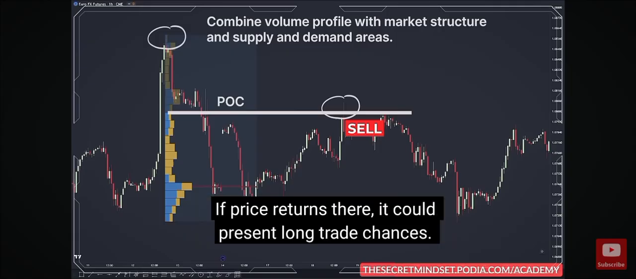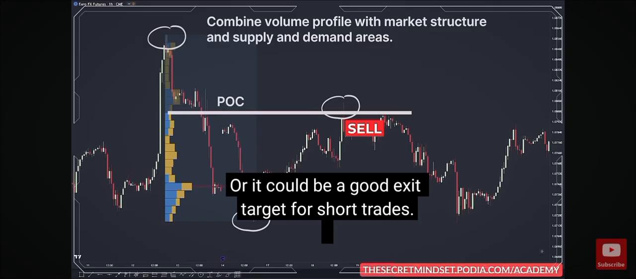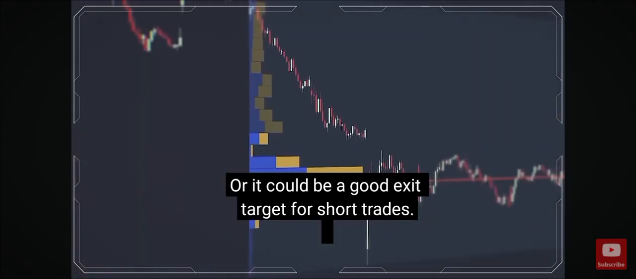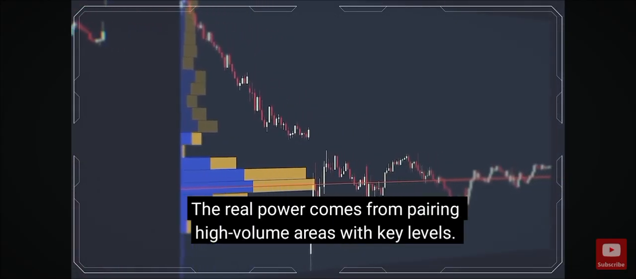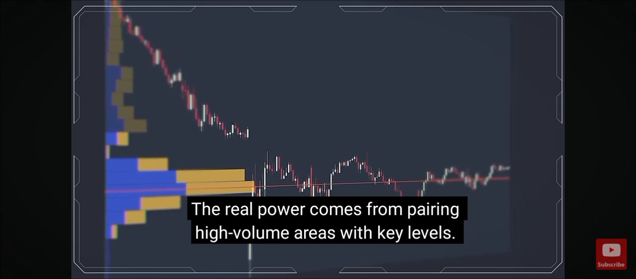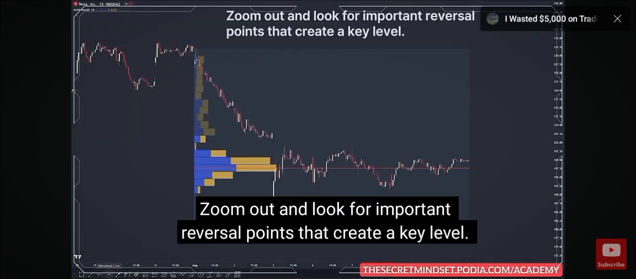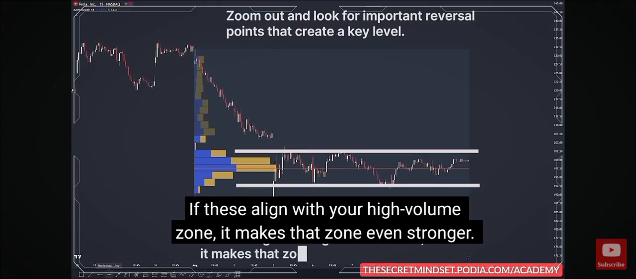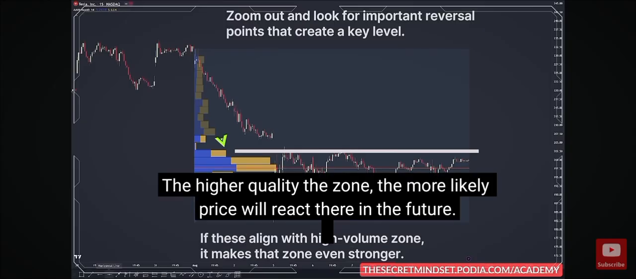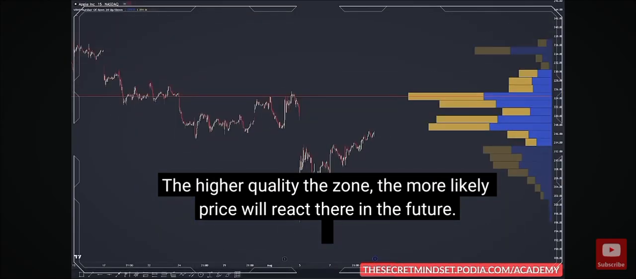If price returns there, it could present long trade chances, or it could be a good exit target for short trades. The real power comes from pairing high volume areas with key levels. Zoom out and look for important reversal points that create a key level. If these align with your high volume zone, it makes that zone even stronger. The higher quality the zone, the more likely price will react there in the future.